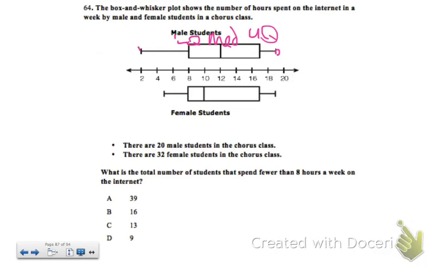Okay, remember, the box and whisker plot will never tell us anything about the mean. The range, remember, you're going to take the highest minus the lowest point. The interquartile range, you're going to take the upper part of the box minus the lower part of the box.